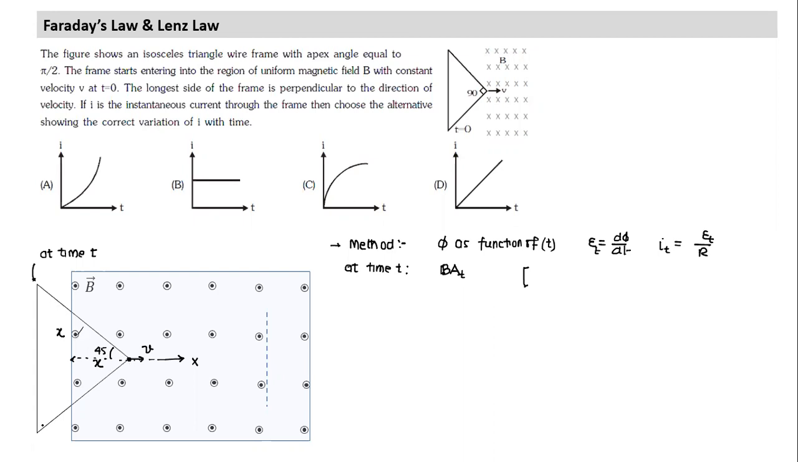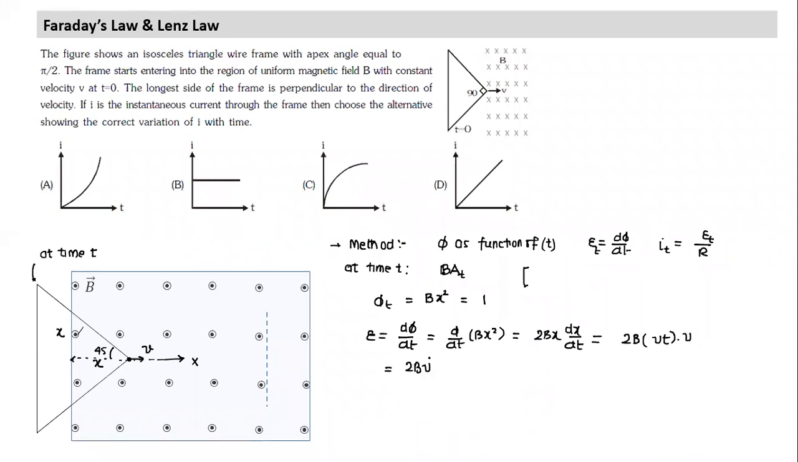So the entire area of the triangle is divided into two parts. Though this is the entire loop, in this part there's no flux; only in this part there's flux. What is that area equal to? Very easily we can calculate the area is equal to x square. So the flux becomes equal to B into x square, which is flux as a function of time. EMF will be equal to d phi by dt. So what is d by dt of B x square? It is 2B x dx by dt. Here x is equal to vt, and dx by dt is v. So the EMF induced is 2B v square t.